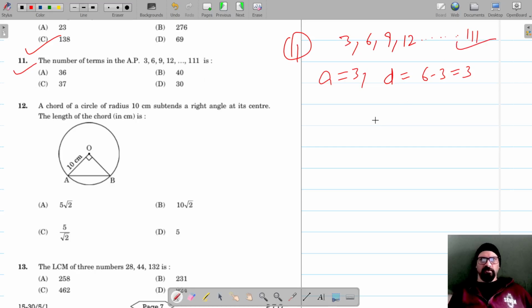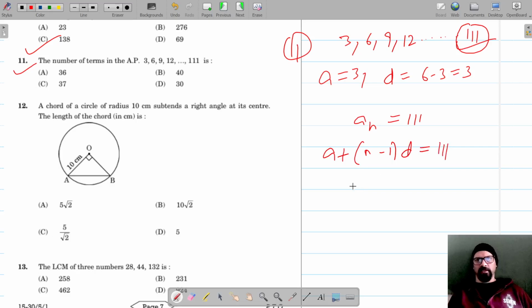Okay, we have to find the number of terms. So the last term here is 111, so the number of terms would be the number of this term. So let's assume this term as the nth term. Let's find out its number, which will be the number of terms. So nth term is given by A plus n minus 1 into D, which is equal to 111. A is 3, D is 3, so this is n minus 1 into 3 and 111.